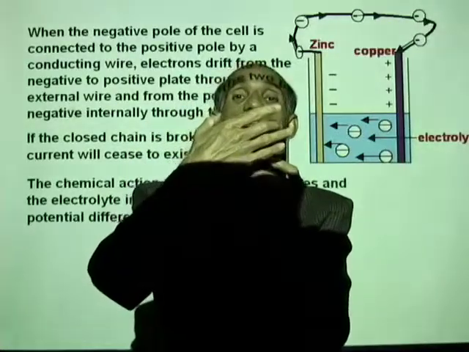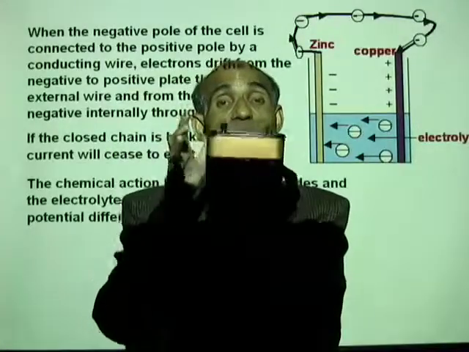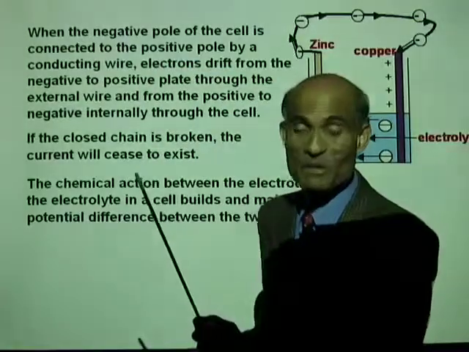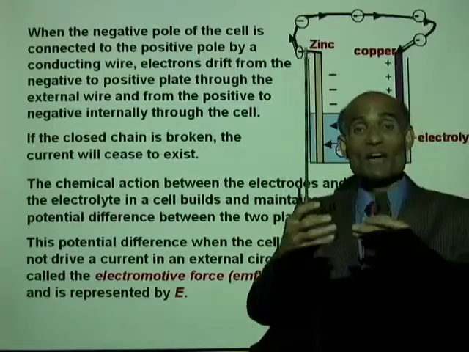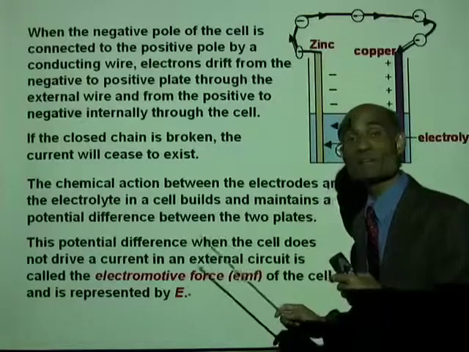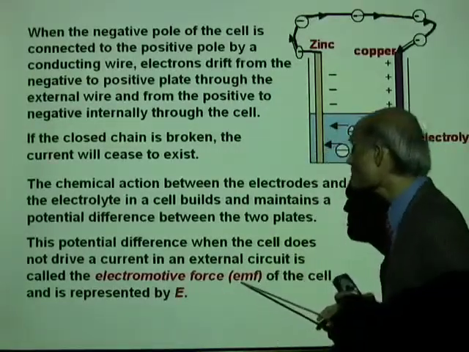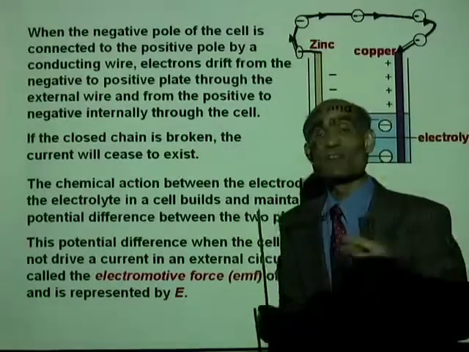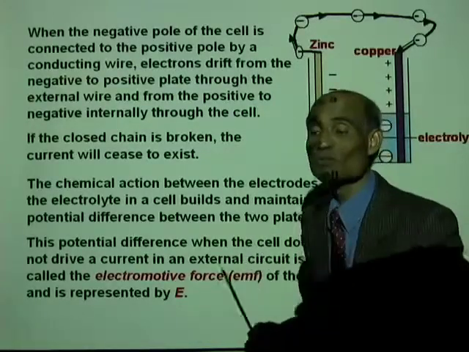If I connect a voltmeter across the cell, that voltmeter will measure that potential difference, which is built and maintained by the chemical action. And this potential difference, which is built and maintained in the cell, is actually called the electromotive force, in brief, EMF of the cell. So a cell has an EMF, electromotive force.